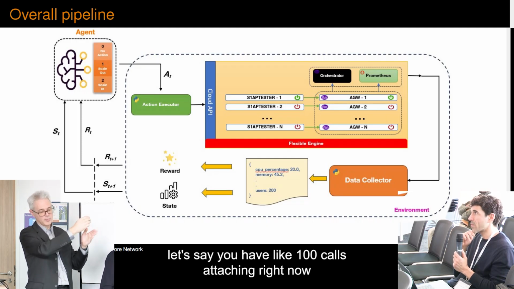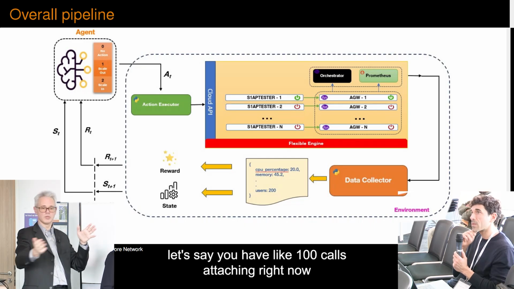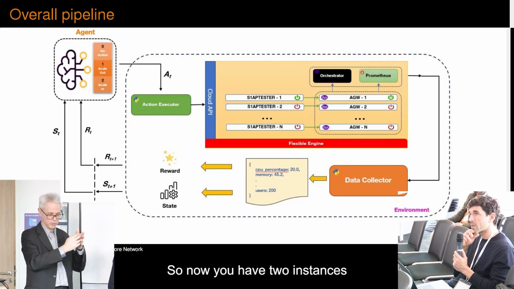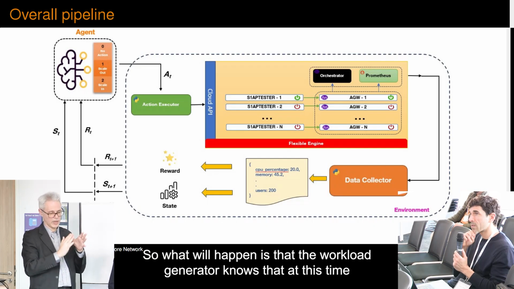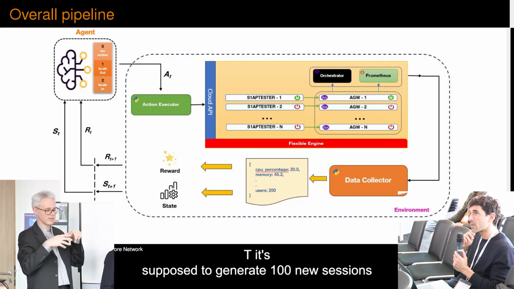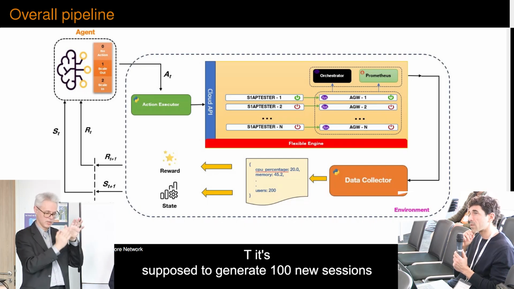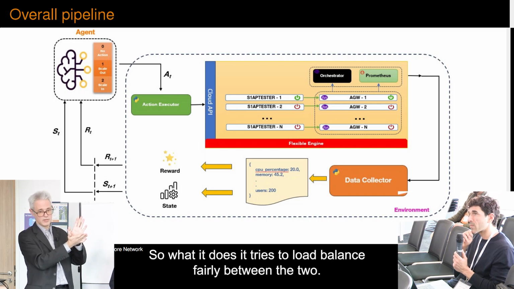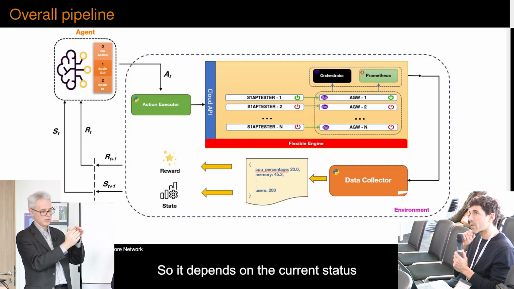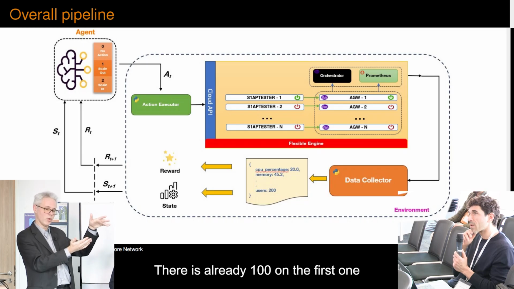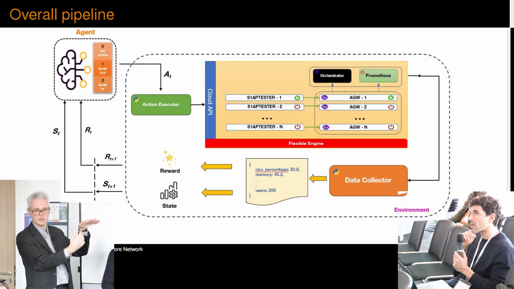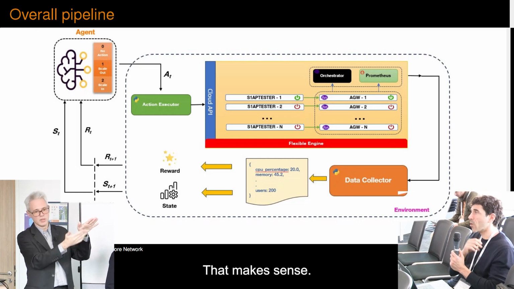At time t plus 1, let's say you have 100 calls attaching right now, and the decision that was taken was to scale out. So now you have 2 instances. What will happen is that the workload generator knows that at this time it's supposed to generate 100 new sessions, and there are 2 instances. So it tries to load balance fairly between the 2. It depends on the current status. If there are already 100 on the first one, it will send all the new traffic to the new one. It's a least-loaded balancing that we used. Okay, that makes sense?